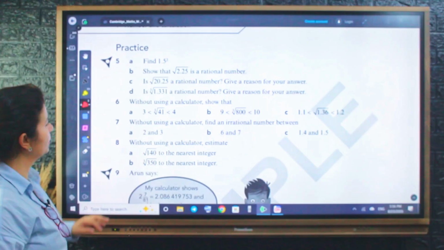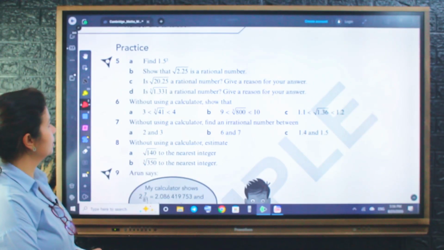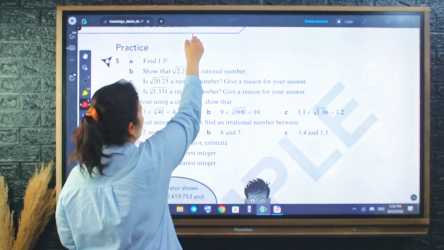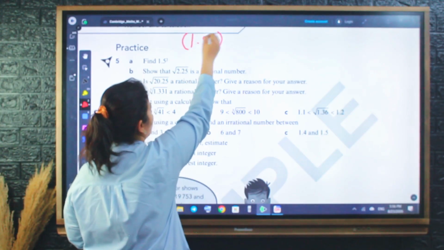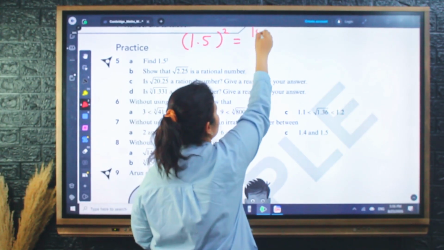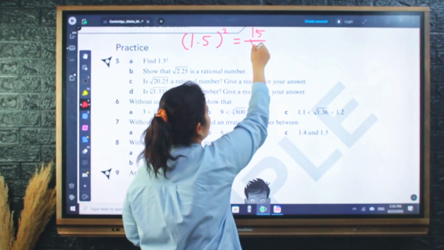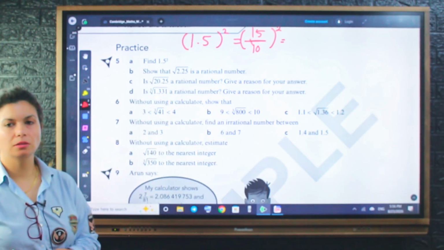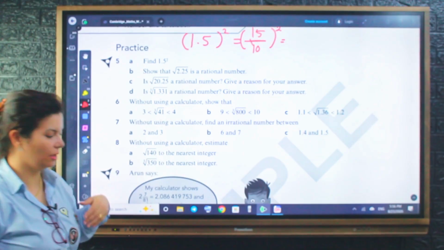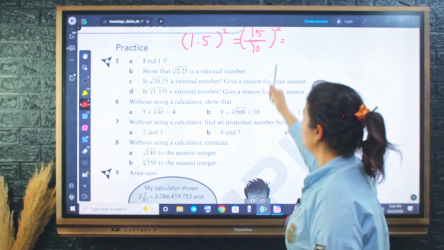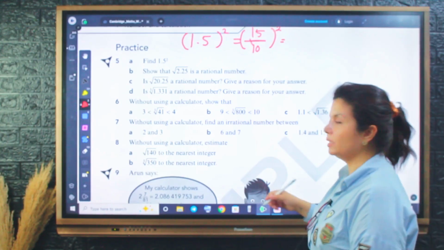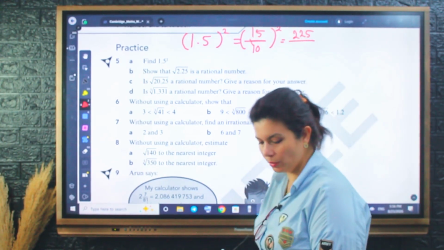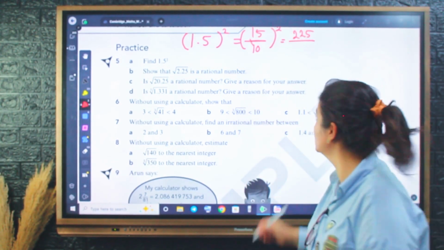Okay, guys. Here we have extra practice. Number 1, find 1.5 squared. 1.5 squared can be written in the form of 15 over 10, squared. This means we need to square the denominator and the numerator. Let's see how. 15 to the power of 2 is 225, and 10 to the power of 2 is 100.